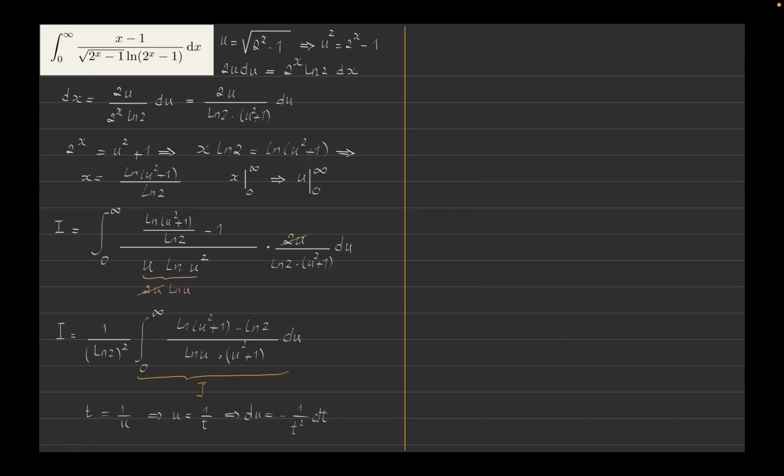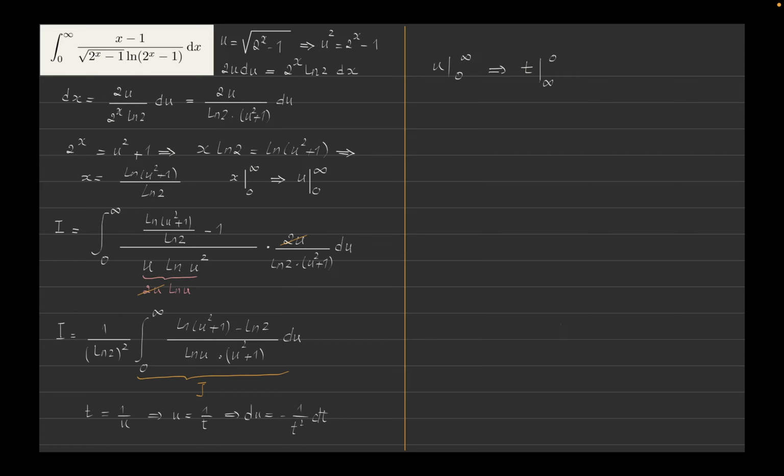So first of all, remember that u goes from 0 to infinity. This would then imply that t goes from, if u is 0, if I put 0 here, t becomes infinity, and if u is infinity, t becomes 0. So this goes from infinity to 0.